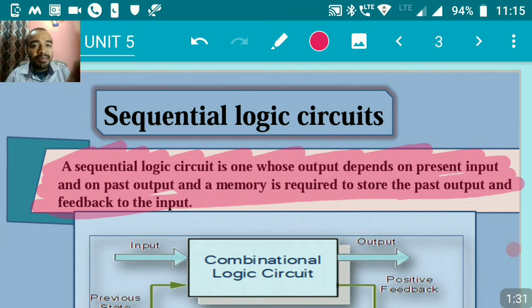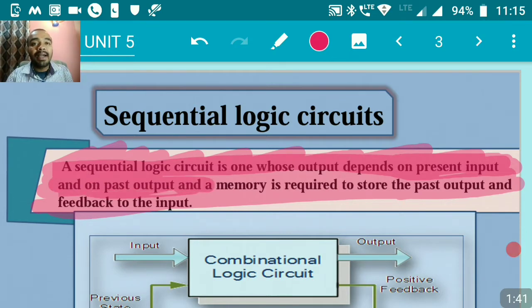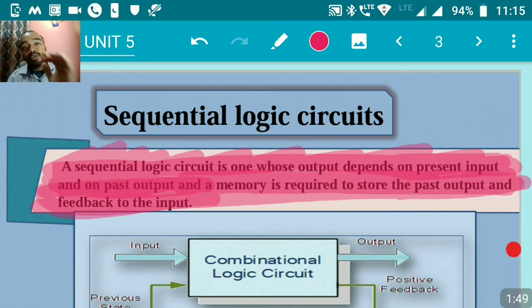So clearly observe the definition. The sequential logic circuit is one whose output depends on the present input and the past output, and a memory is definitely required to store the past output and feed the past output through the input or along with the input. So that is what sequential logic circuits are all about.